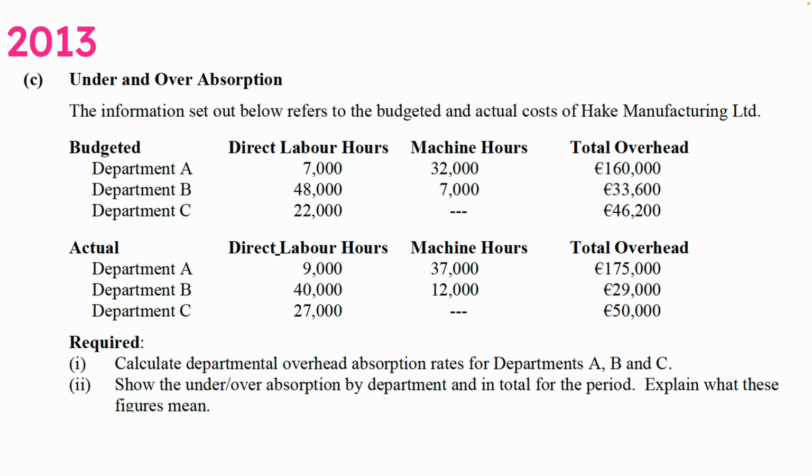So what is required? 1, calculate departmental overhead absorption rates for departments A, B and C, and 2, show the under or over absorption by department and in total for the period, and explain what these figures mean.